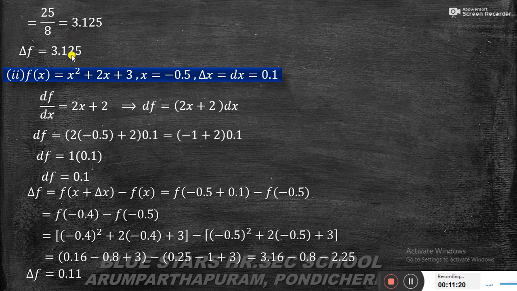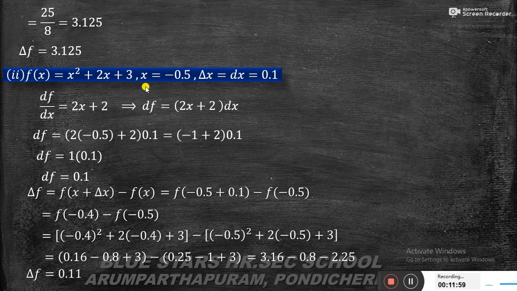Next, second subdivision: f of x equal to x square plus 2x plus 3 and x equal to minus 0.5, del x equal to dx equal to 0.1. Now from this we calculate del f and df. So now I differentiate with respect to x. So df by dx equal to the differentiation of x square is 2x, plus differentiation of 2x is 2 into differentiation of x is 1. So in the next step df equal to, just doing the cross multiplication, (2x plus 2) into dx.